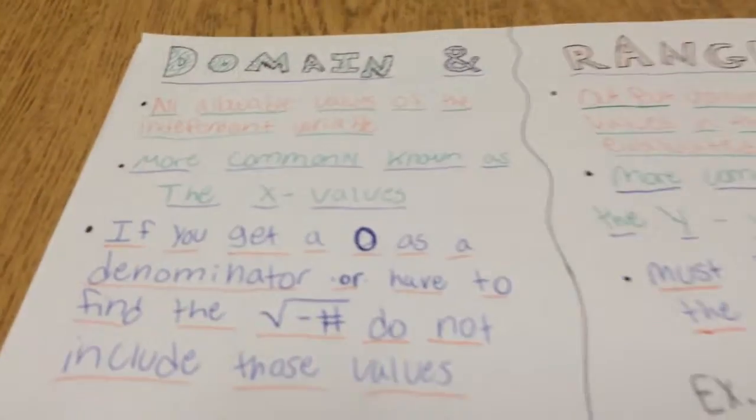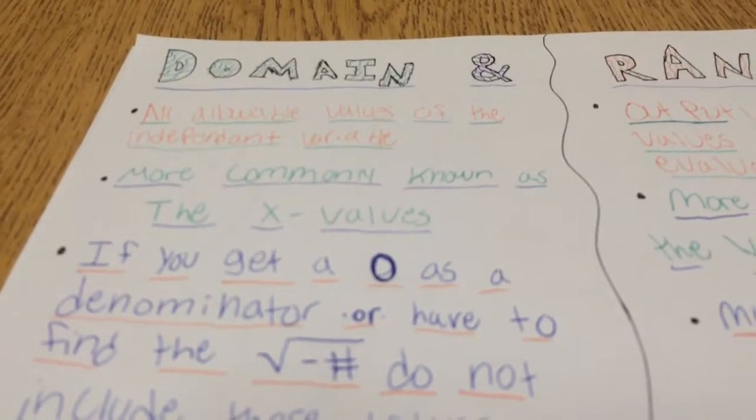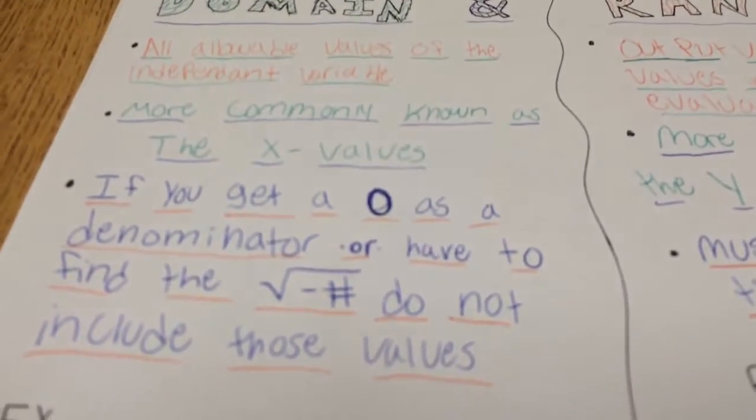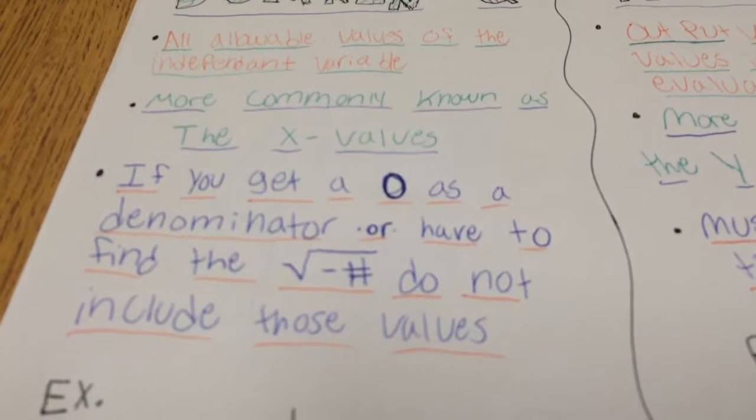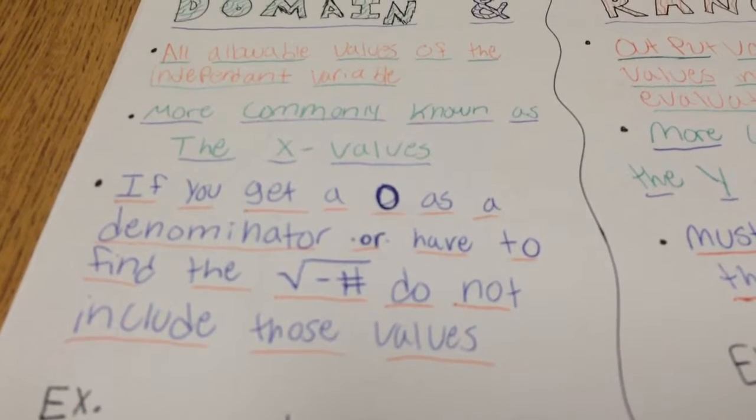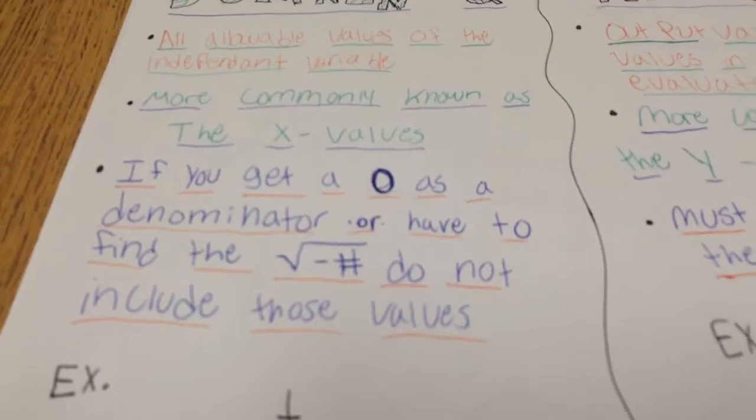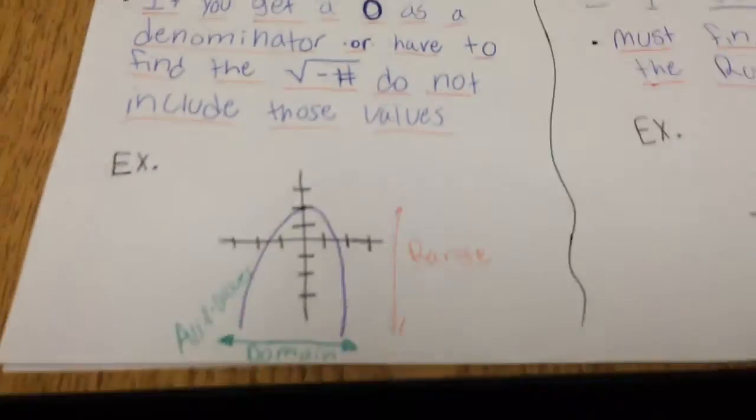Domain. All allowable values of the independent variable, more commonly known as the x values. If you get a 0 as a denominator, or have to find the square root of a negative number, do not include those values. Example.